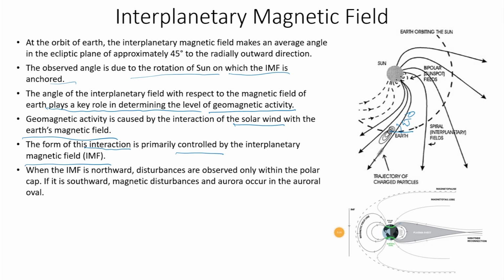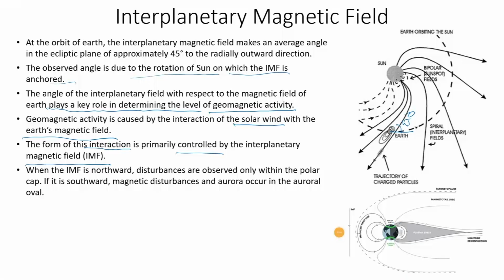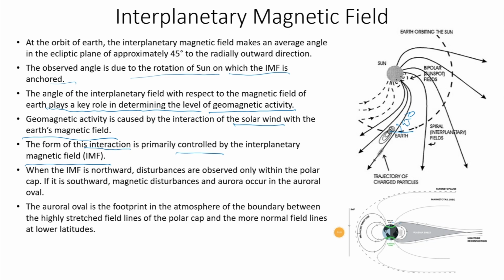So, whenever this IMF is northward, you can see the disturbances observed only in the polar cap, where the magnetic field is very dense, whereas the southward IMF creates magnetic disturbances in the aurora, in the auroral oval. Generally, we also call this the magnetic substorm. We will explain it in the subsequent sessions. So, what is the auroral oval?